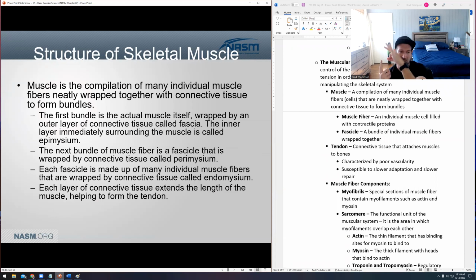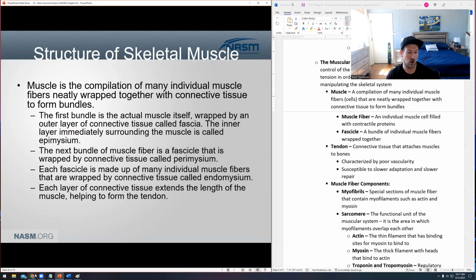And we're going to put a little bit of connective tissue around that. We're going to call that the perimysium. Then we're going to put a whole bunch of fascicles together, and we're going to bundle those together. We're going to have a connective tissue around that that we're going to call the epimysium. And then we're going to surround all of those fascicles together with the overall muscle, and we're going to cover that in fascia, right?